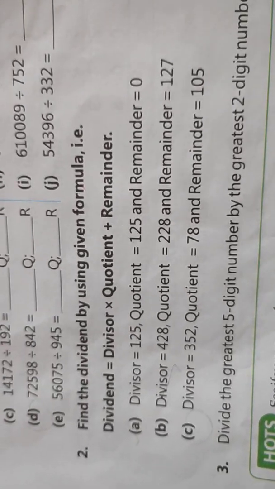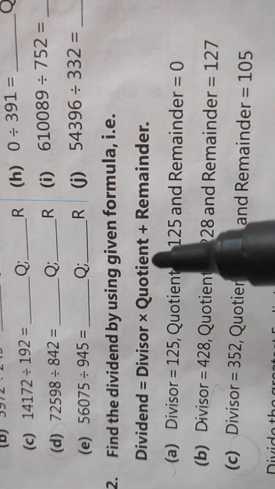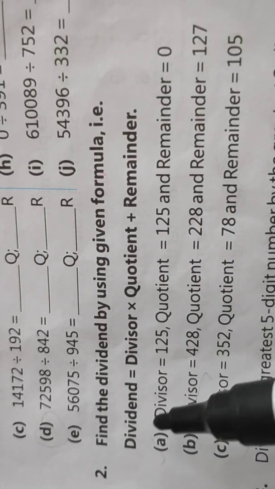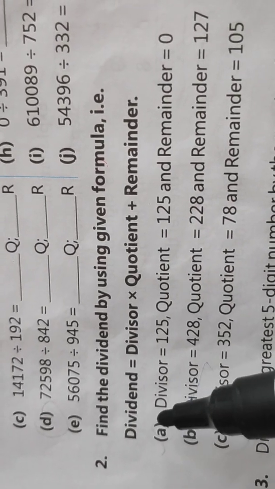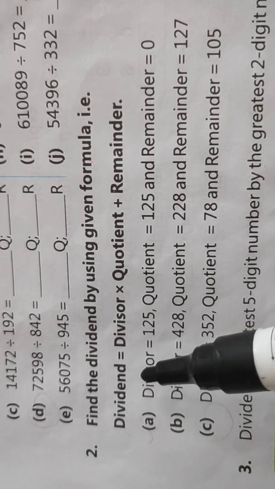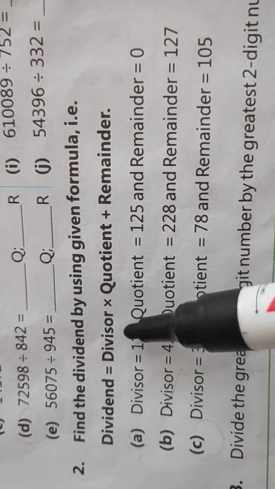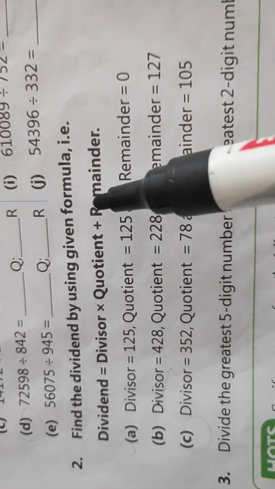So now I am going to explain you question number 2. Find the dividend by using the given formula. This formula you know very well. It is the formula to verify your division. Dividend should be equal to divisor multiplied by quotient plus remainder.